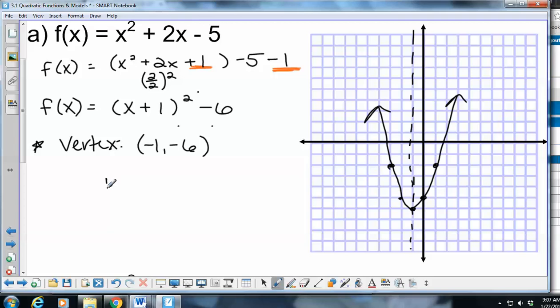Let's go ahead and give the domain and range. What is my domain? Negative infinity to positive infinity. My range? Bracket -6 to infinity.